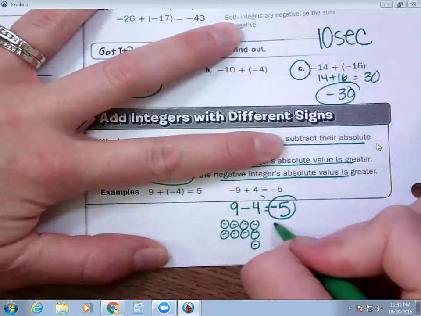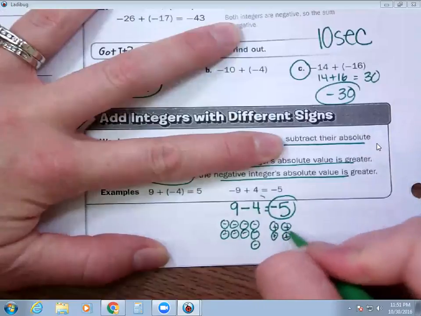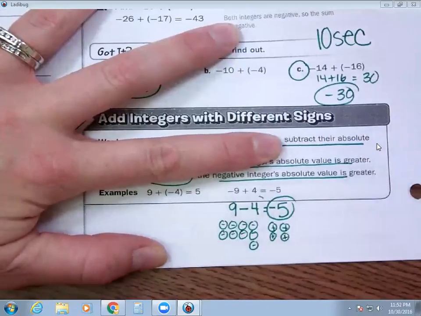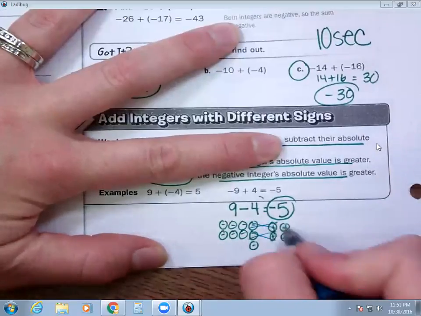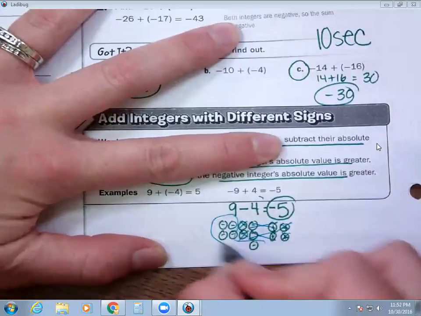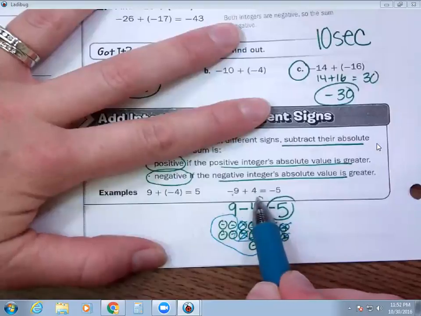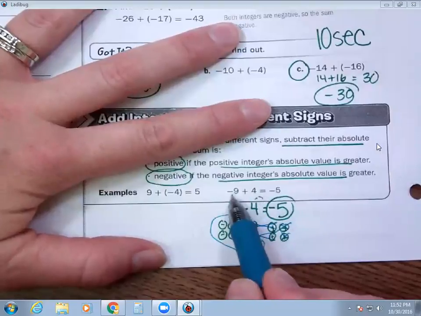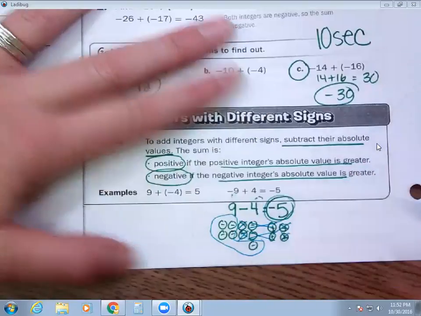And I've got 1, 2, 3, 4 positive chips, correct? Well, I can come in and start taking out my pairs, right? Here's a pair, here's a pair. We'll mark off these ones and these ones. And then what I have left is negative, because there's more negatives than positives here that we're putting together in our pile, right? So the negatives are going to win. That has the most left over. So that's why our answer is going to be negative.